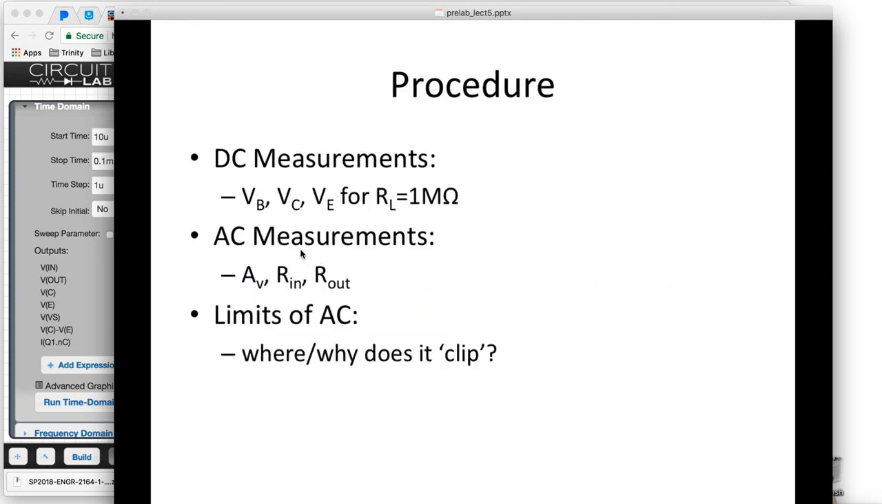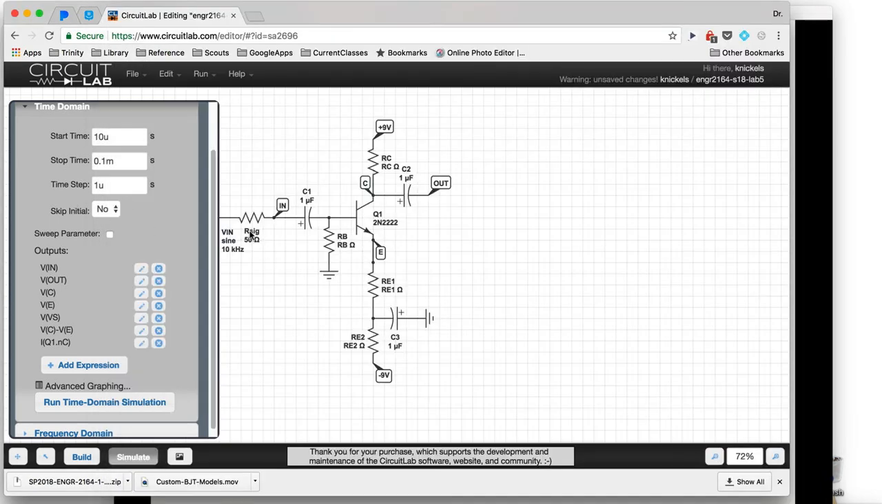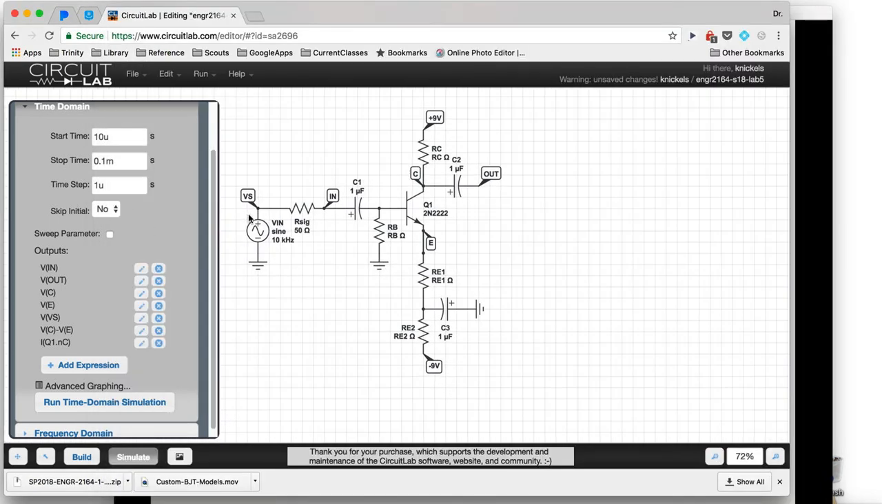Then the last step, all this is linear operation. The last thing we ask is you turn it up until it starts to clip. And what we mean by clip is it's no longer a sine wave. Something is causing your transistor to leave the active region for just a brief moment in time. So let me show you what that looks like.